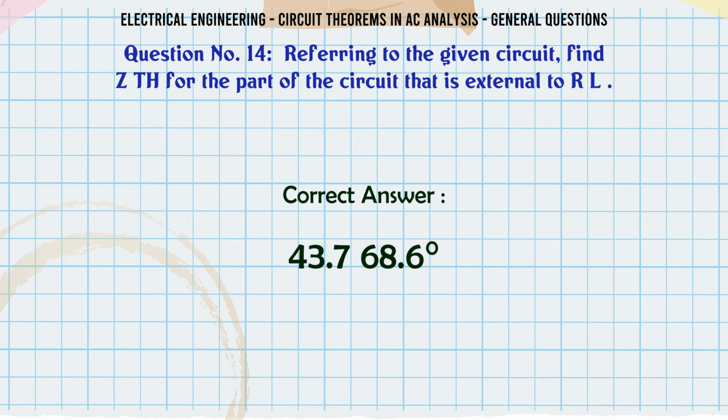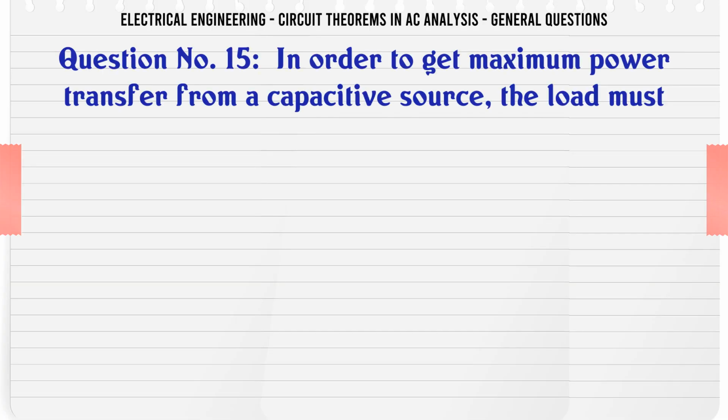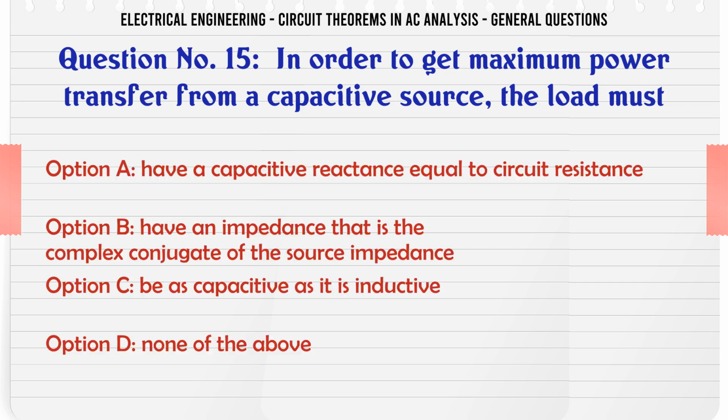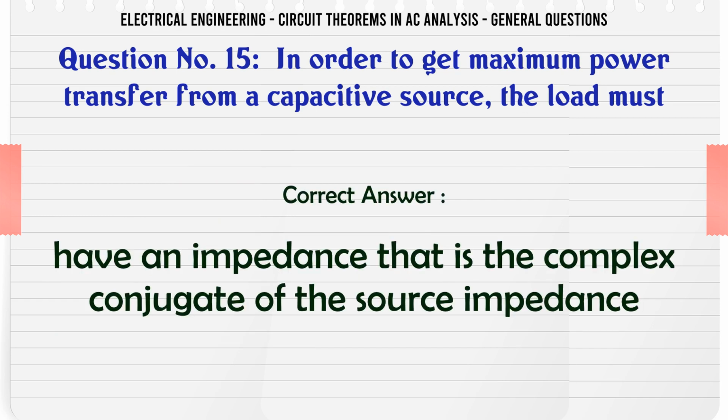In order to get maximum power transfer from a capacitive source, the load must: A, have a capacitive reactance equal to circuit resistance. B, have an impedance that is the complex conjugate of the source impedance. C, be as capacitive as it is inductive. D, none of the above. The correct answer is have an impedance that is the complex conjugate of the source impedance.